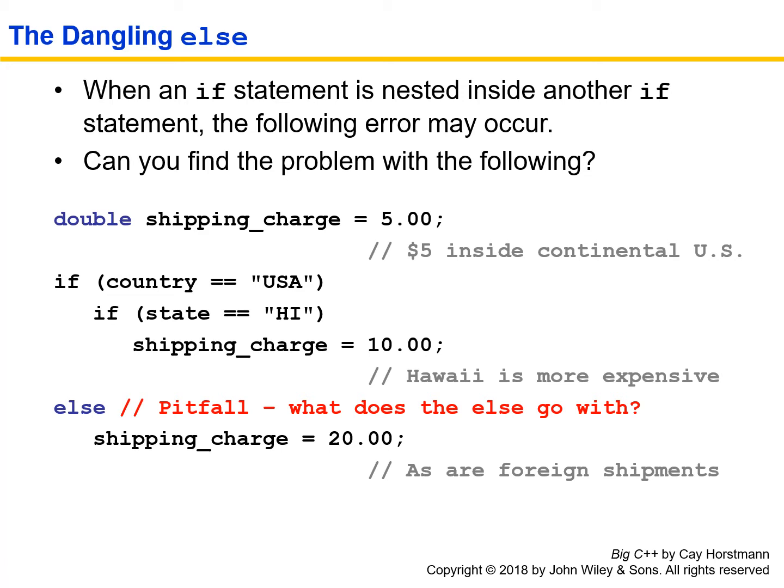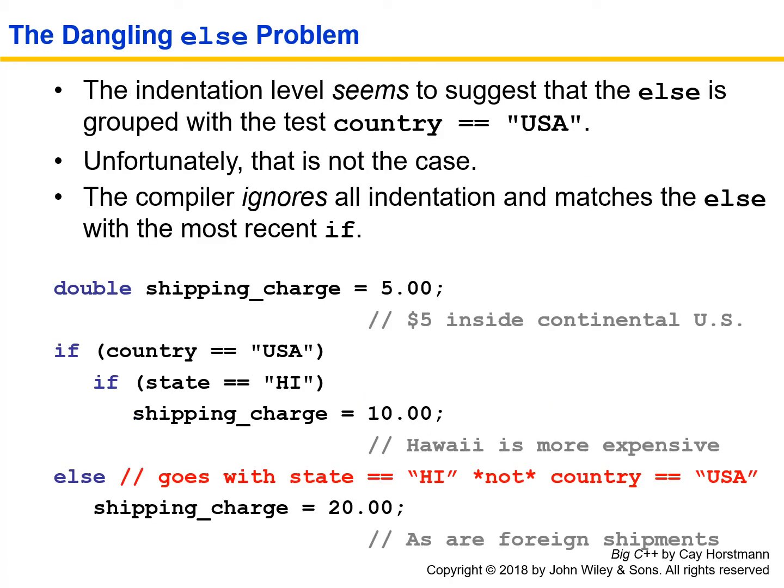But it's not clear which if that else belongs to. In fact, as far as the C++ compiler is concerned, it goes with the state equals Hawaii if, not the country equals USA if. So what we're going to end up doing with this is saying that in the country USA, if the state is Hawaii, we'll ship for $10. Anywhere else in the country we'll ship for $20, which is not what we wanted to do.